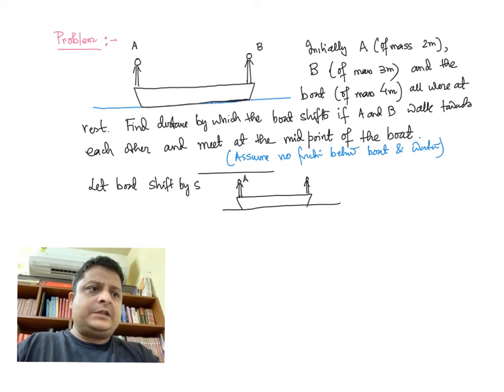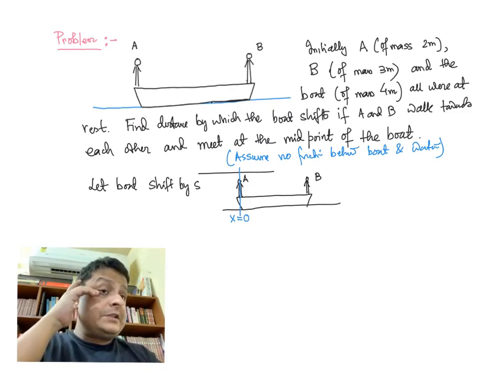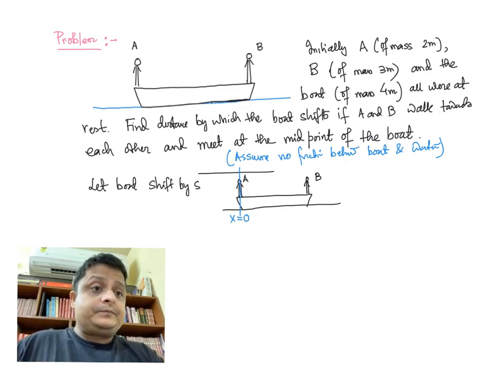So this is A and B. This x equal to 0 I will choose here, the origin of the coordinate system. Now this was the situation. In the final condition the boat shifts by S from here. Let's draw this line.